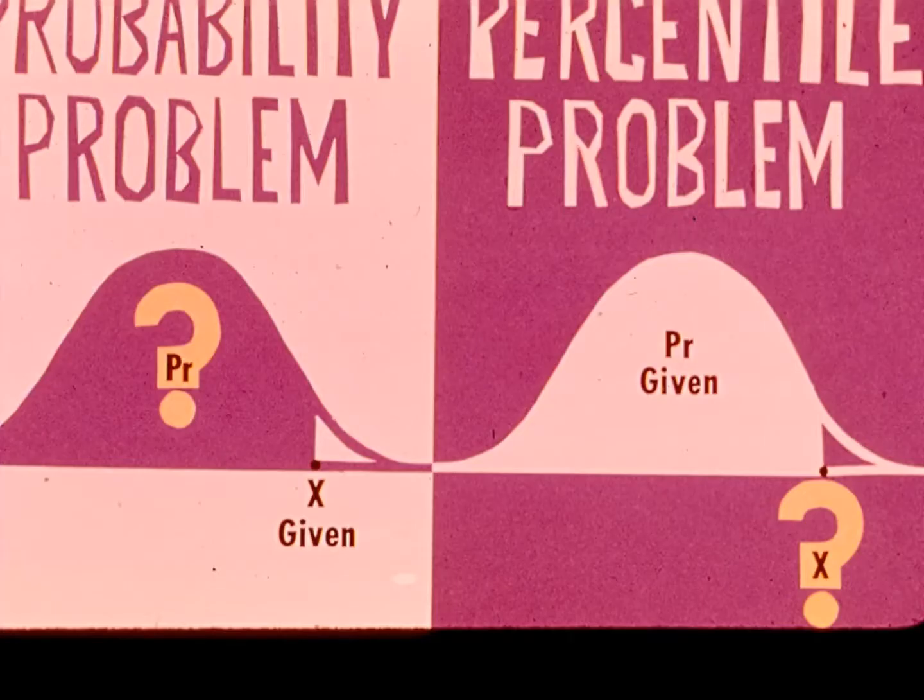The goals of probability problems and percentile problems are contrasted here. In probability problems, you are given X and you seek the probability. In percentile problems, you are given the probability and you seek a value of X. The procedure is reversed.